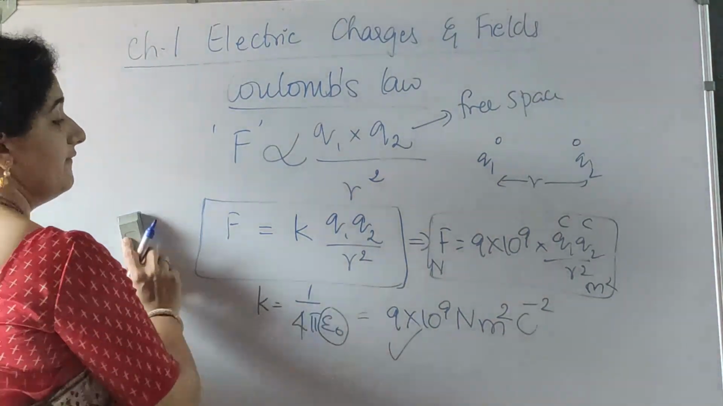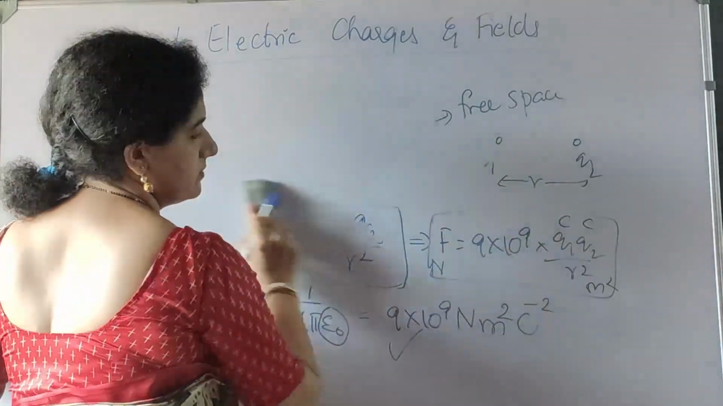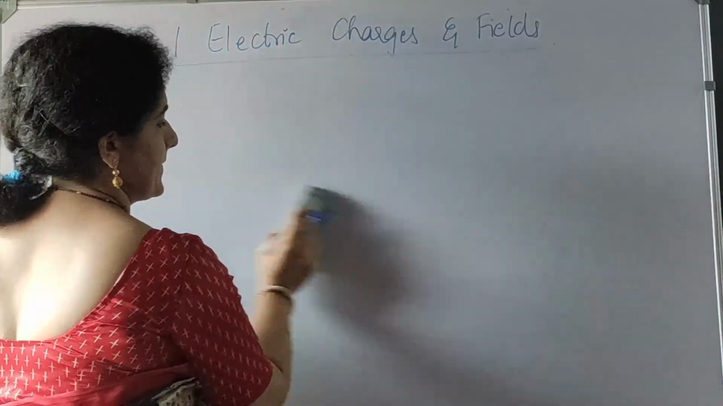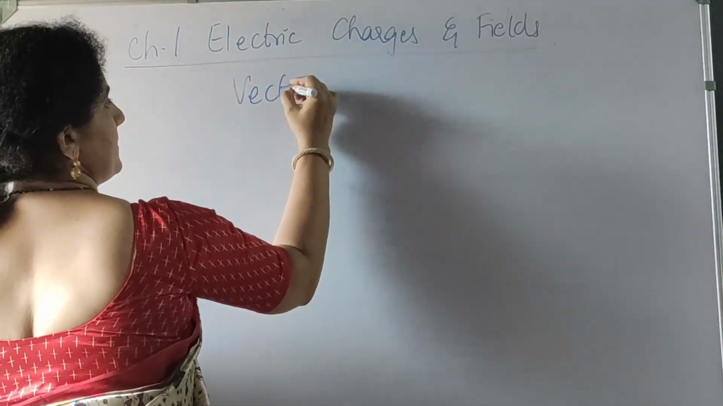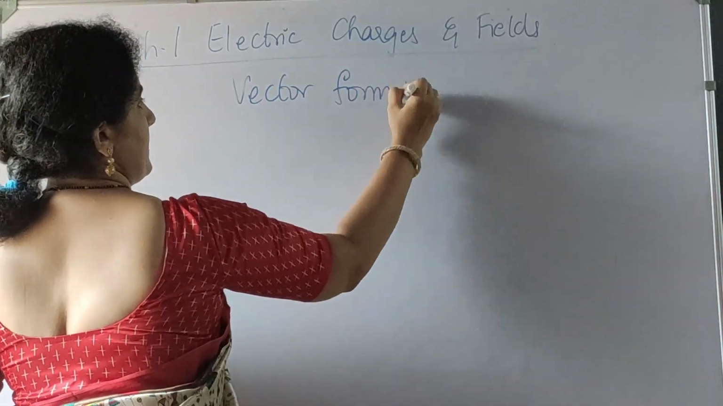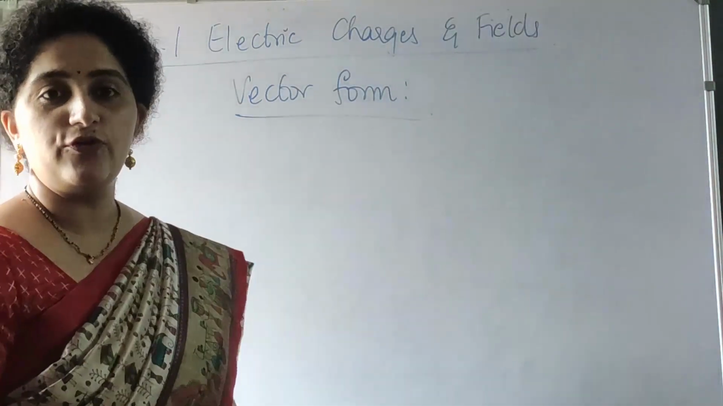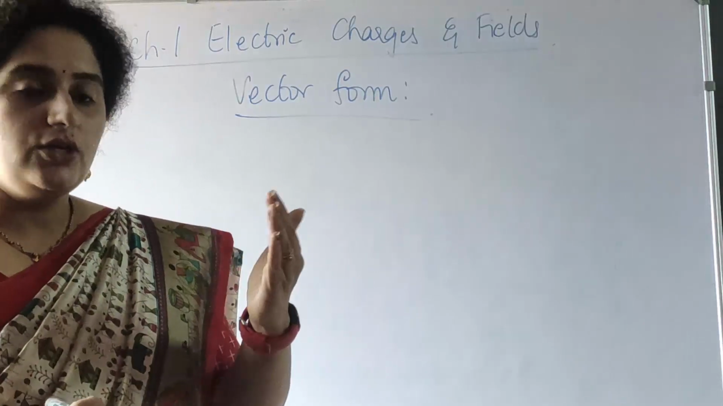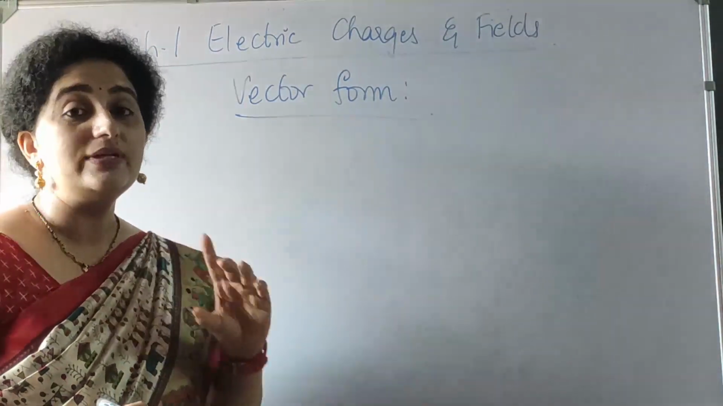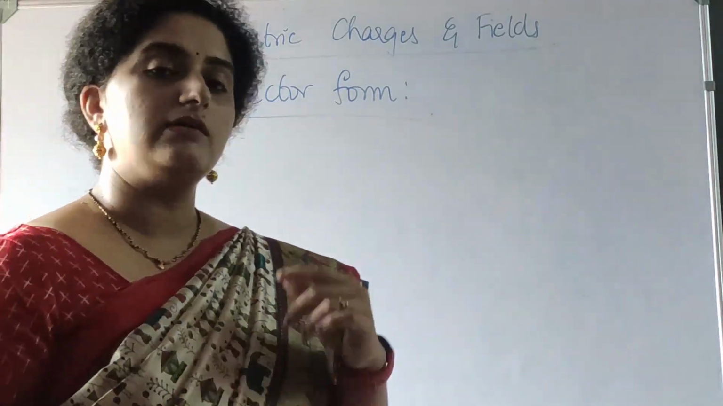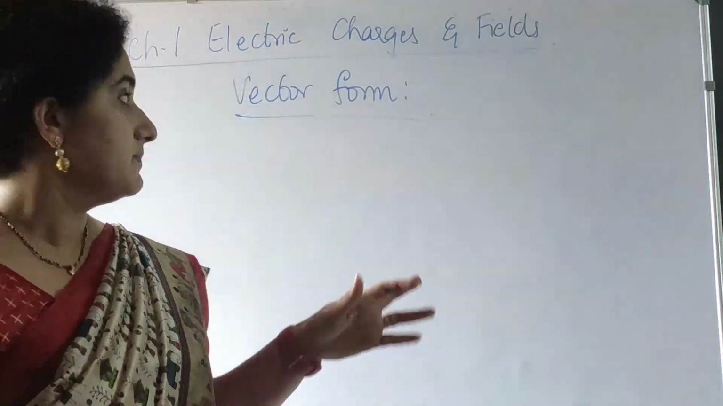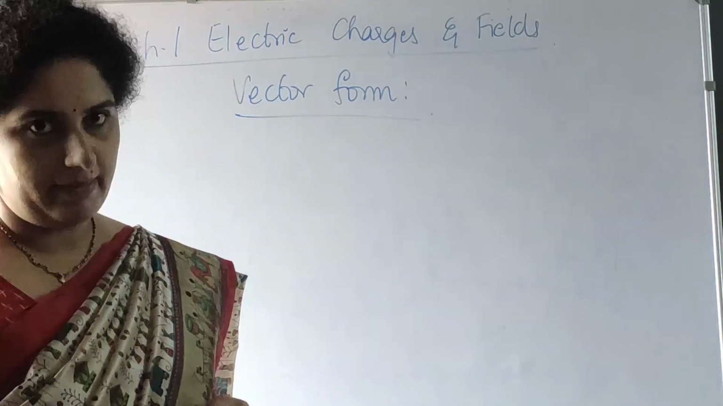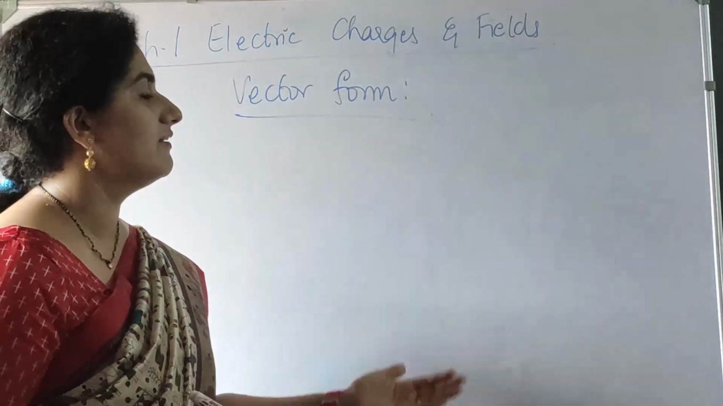Next we will move on to the vector notation of Coulomb's law. This is also very important. Vector form of Coulomb's law. In order to represent Coulomb's law in vector form, you have to know about unit vectors. This you will study in grade 11 physics under vectors, which comes under motion in a plane. Under the motion in a plane chapter, first you have these vectors.